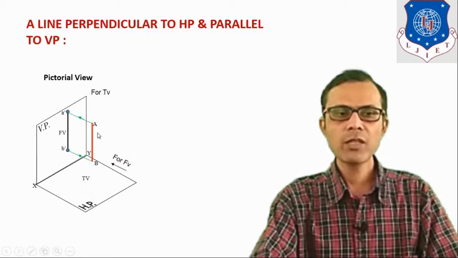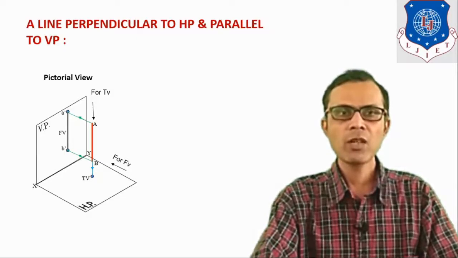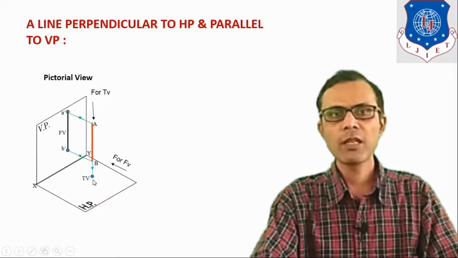Now when we look at this object from the top view direction, both of the ends A and B will be projected on HP and both of the ends will be on a common projector and they will look like a point view. So on HP it is the top view, and that is the point view for the given line.